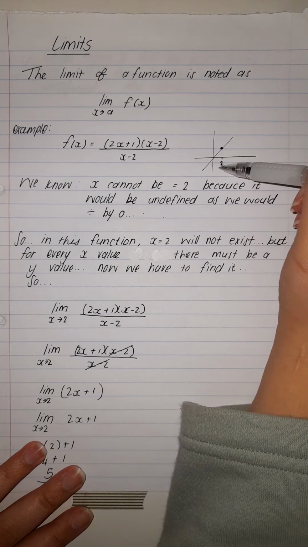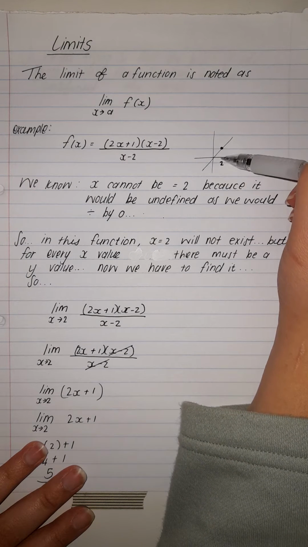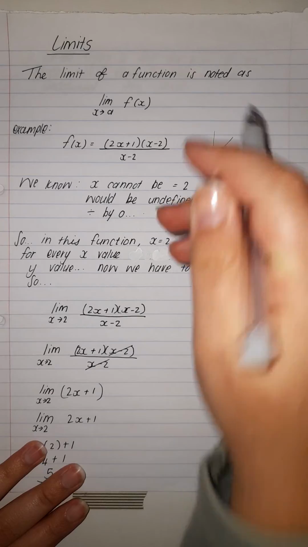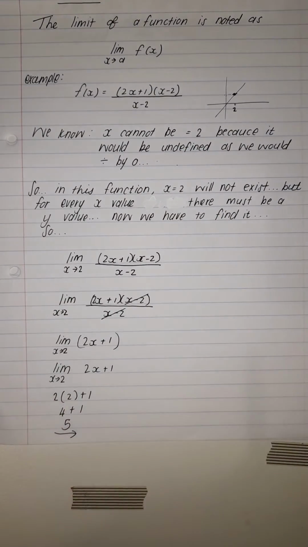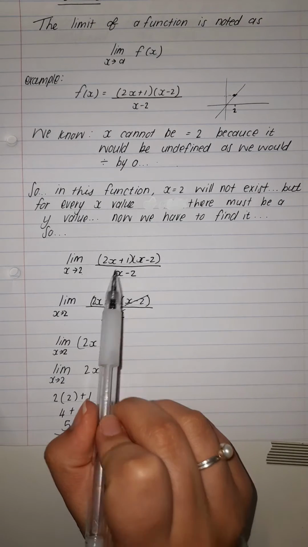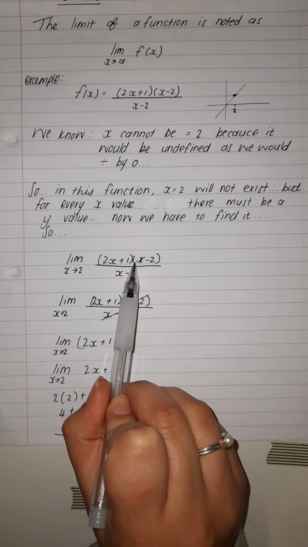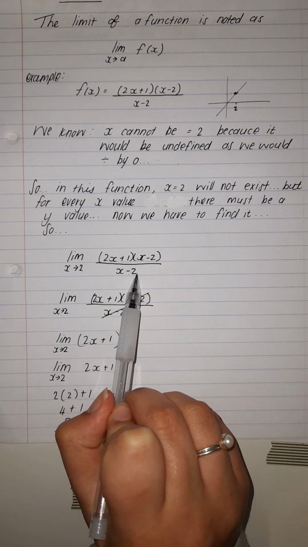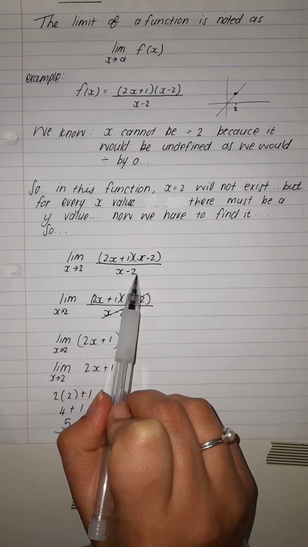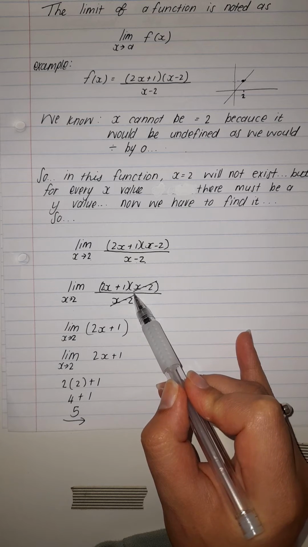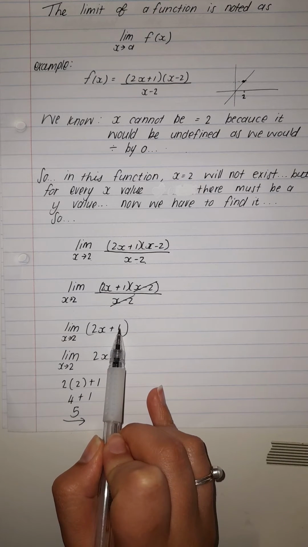But as it is coordinates, we know for every x, there must be a y. So we need to find out what this coordinate point is. For that, we're going to use our limit, saying the limit where x tends to 2, because it would be undefined, of (2x + 1)(x - 2) divided by (x - 2). Now we're going to use a little bit of algebra, saying that these two brackets cancel out. So I'm left with 2x + 1.